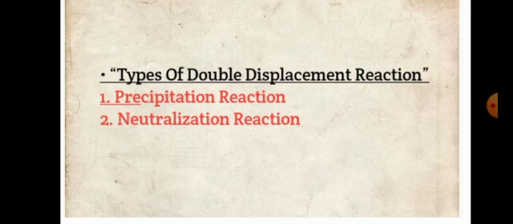Now let us see what are the types of double displacement reactions. As we have seen before, we saw some terminology that we use to refer to double displacement reaction, but now we are going to see what are the types of double displacement reaction. So there are two main types of double displacement reaction, that is your precipitation reaction and neutralization reaction. So these are your two main types of double displacement reaction.